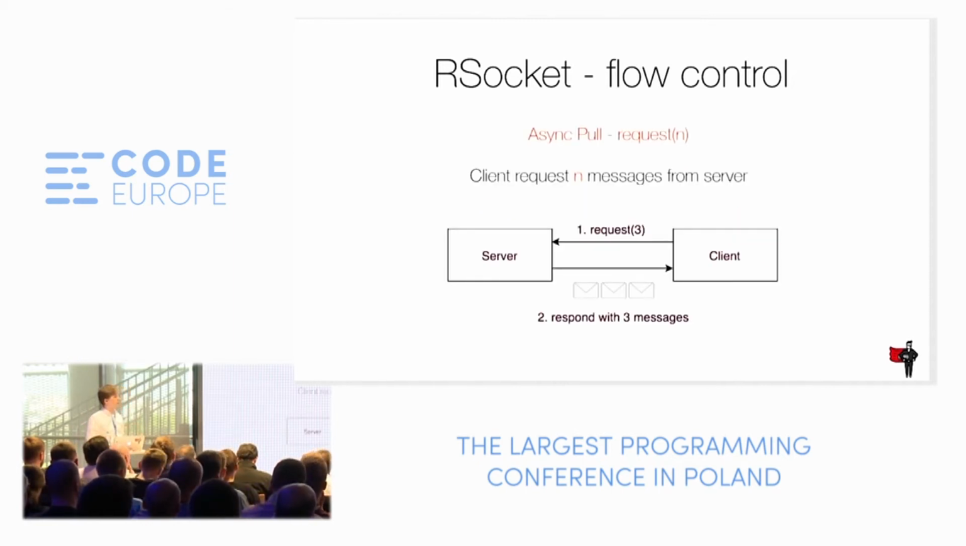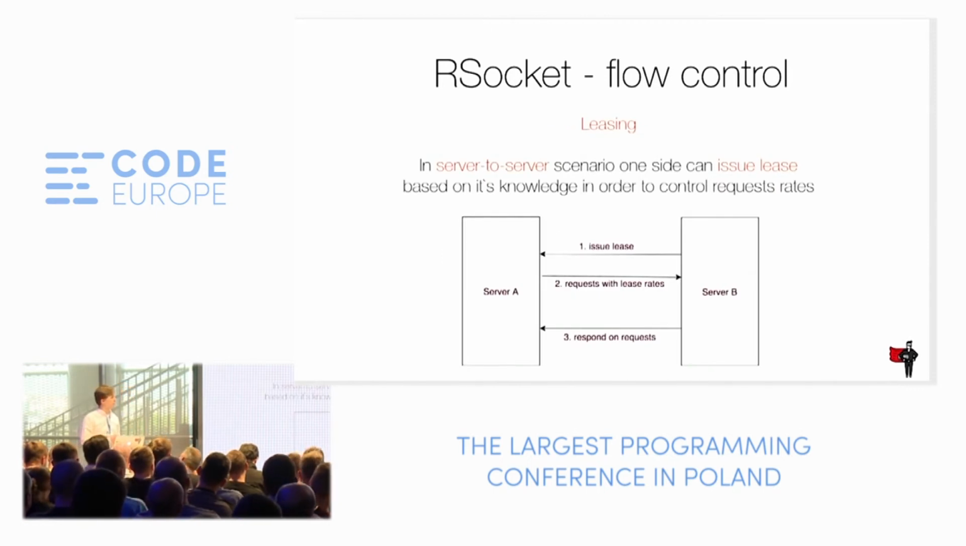So RSocket provides a flow control mechanism, and there are two different flow control mechanisms. The first is async pull, which originates from reactive streams. It means that the client can say to the server, okay, right now I am ready to handle three requests. Please give me the response of three requests. So the client creates a demand to the server, and the server will push the messages and will be waiting for the next demand. So this is the cycle of responding and demands. It's really cool because both sides can control the speed of the communication, so there is no chance to overload the server or the client in this kind of scenario. And this is one idea for flow control. Another one is leasing.